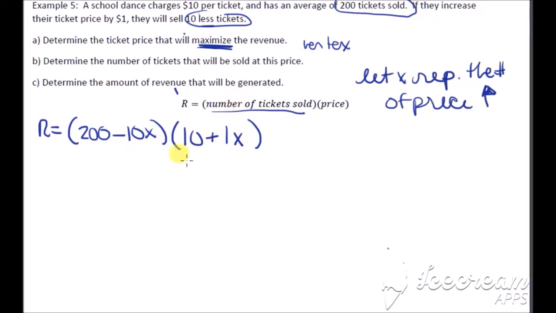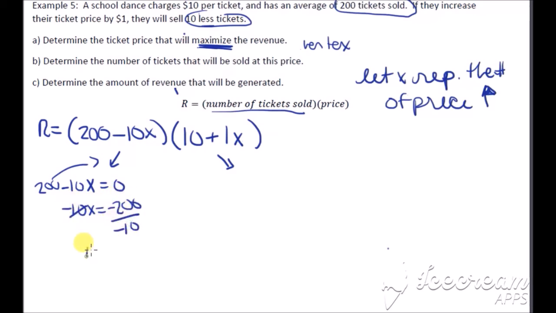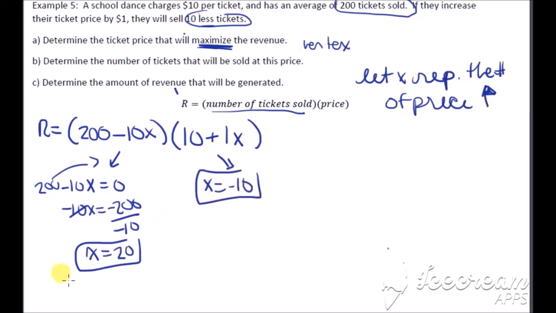So this is our equation here. Okay, so this is beautiful because it's already factored. So let's go ahead and solve for x. By solving for x, we're saying how many price increases are there? And because these don't have nice numbers in them, I'm actually going to do this the long way. So I get negative 10x equals negative 200, divided by negative 10. I get x equals 20. And then I get x equals negative 10. So I'm going to take the positive one. I'm going to say there are 20 price increases.